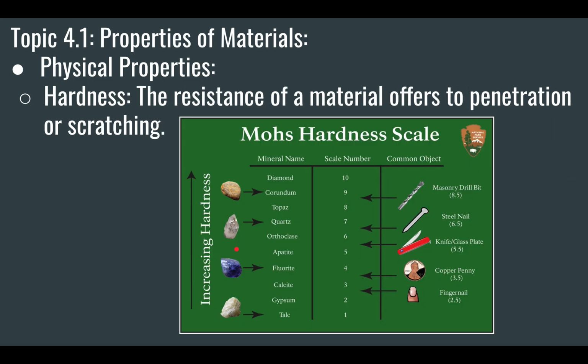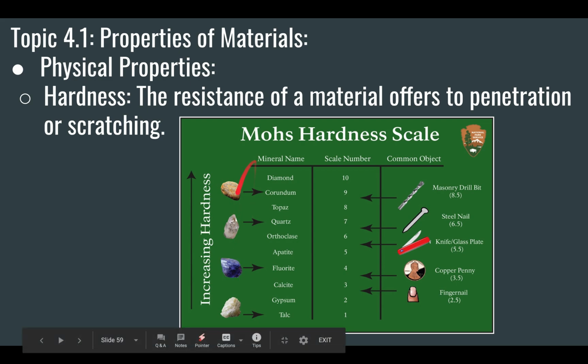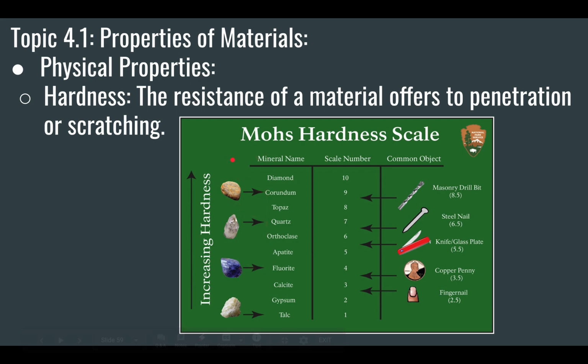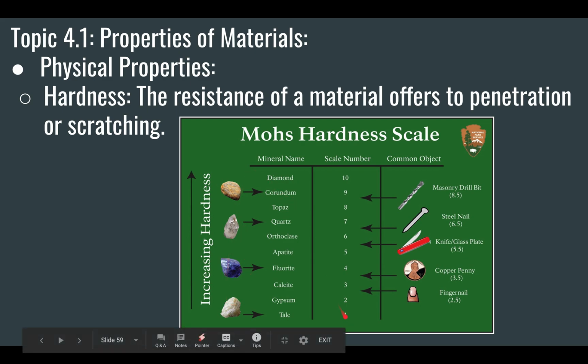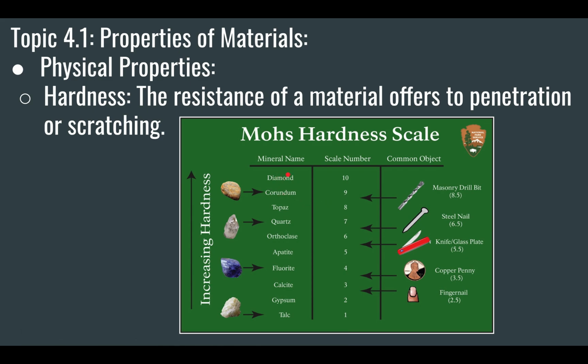Okay, hardness. Hardness is the resistance of a material to penetration or scratching. This is one of the hardness scales that we use for rocks and minerals. It is on a 10-point scale called the Mohs hardness scale, and you can see that at the very top, at number 10, is diamond. Diamond is very resistant to scratching. It would be very difficult for you to scratch a diamond. The only thing that really scratches a diamond is another diamond.